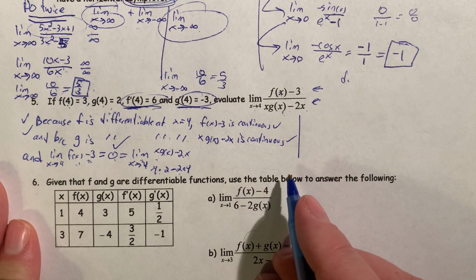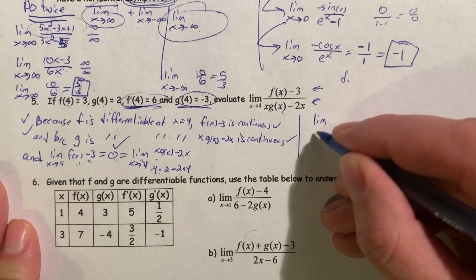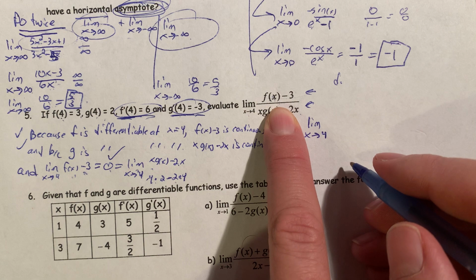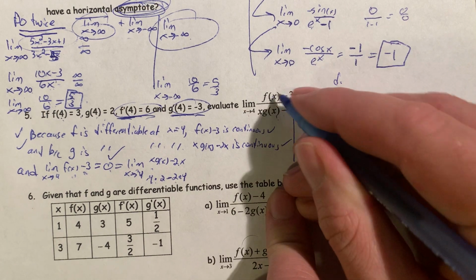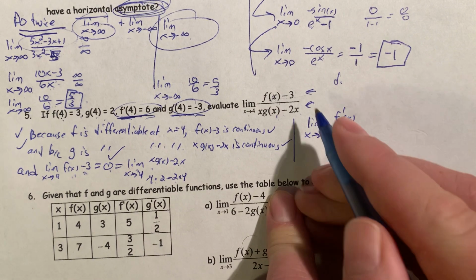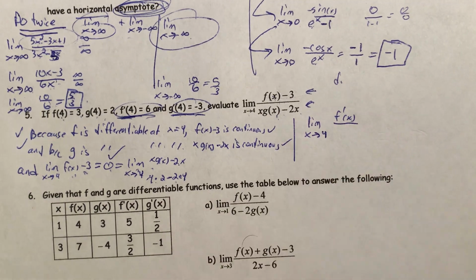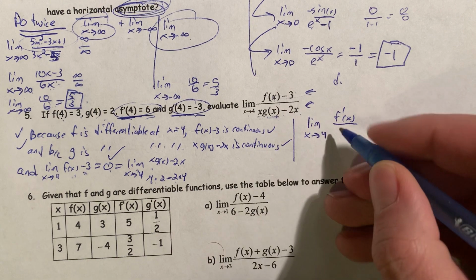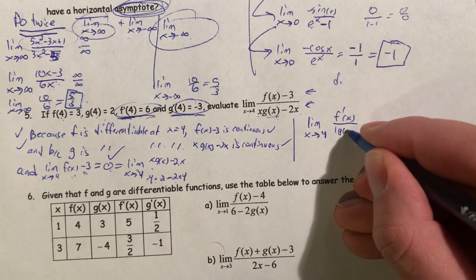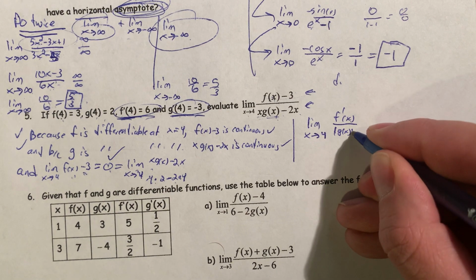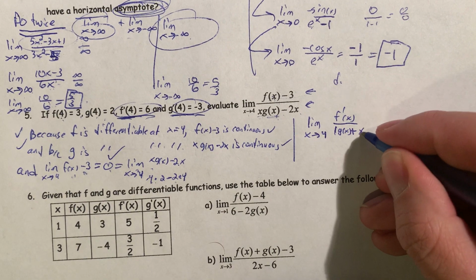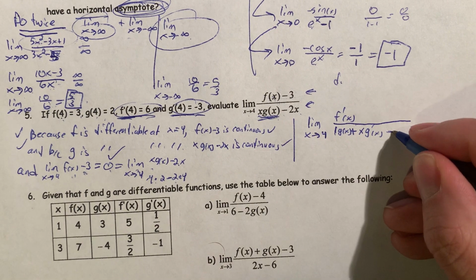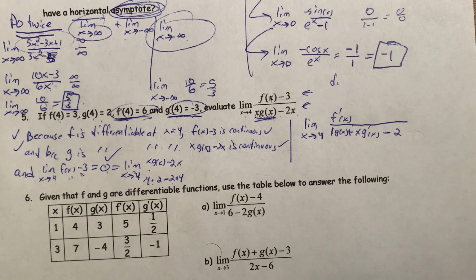So because we can do L'Hopital's rule, we take the limit of the derivative of the top. The derivative of f of x is f prime of x, and the 3 goes to 0, divided by the derivative of the bottom. The bottom is a product rule, so it'll be the derivative of the first one times the second left alone, plus the first one left alone times the derivative of the second. That's the derivative of g, minus 2, because the derivative of 2x is 2.